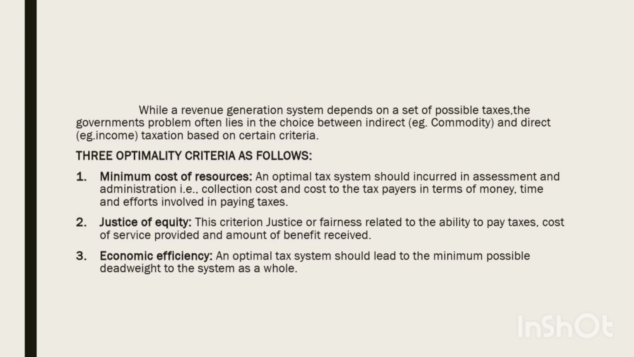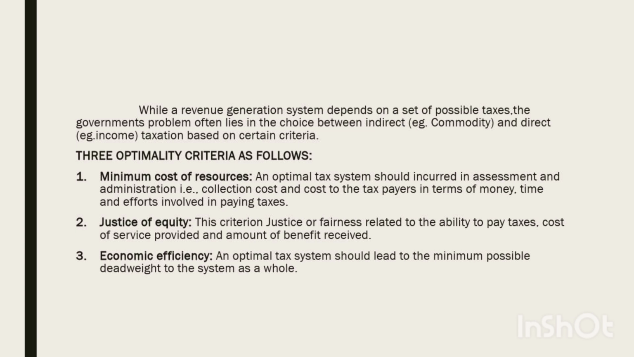Then we will discuss the optimality criteria. There are three criteria as follows. First one, minimum cost of resources. Minimum cost of resources means an optimal tax system should minimize costs in assessment and administration. That means collection cost and cost to the taxpayers in terms of money, time and effort involved in paying taxes.